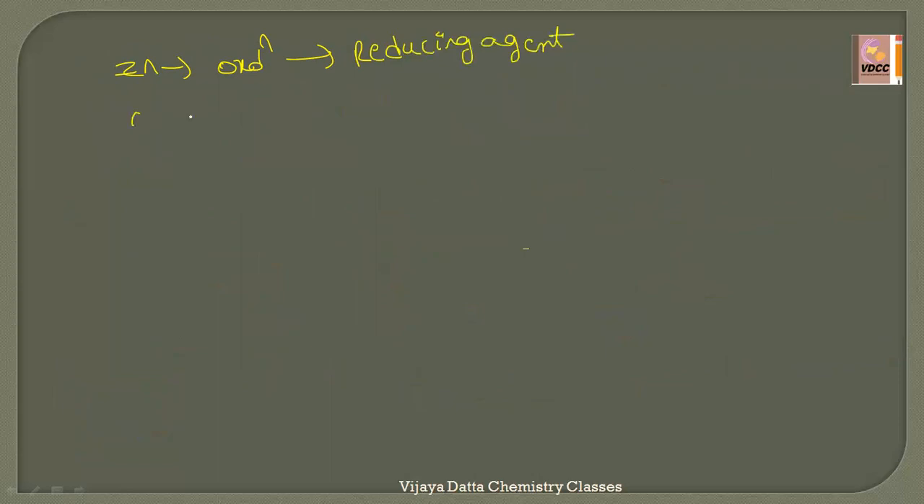Copper, on reduction, is reduced, so it is called the oxidizing agent. This is about oxidation, reduction, redox reactions, reducing agents and oxidizing agents. Then what is meant by oxidation number?